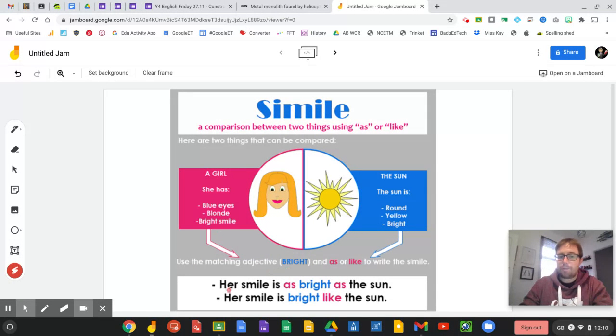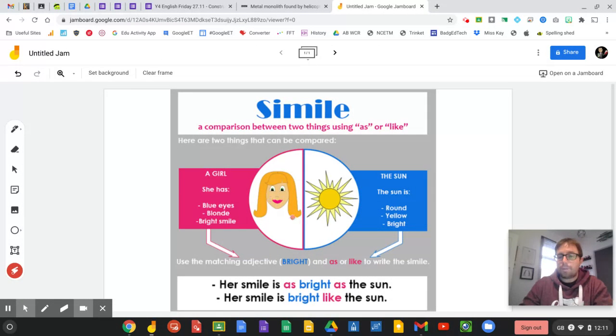So we could say that the girl, or her smile, is as bright as the sun. So we're picking out her smile, and we're saying it's as bright as the sun. That's quite a good one. We could say as well that her hair is as blonde, as yellow as the sun. Because the sun is yellow, her hair is yellow. We could say that her eyes are as round as the sun, because that's a quality that they both have. They're both round, so we'll say that they're as round as the sun.